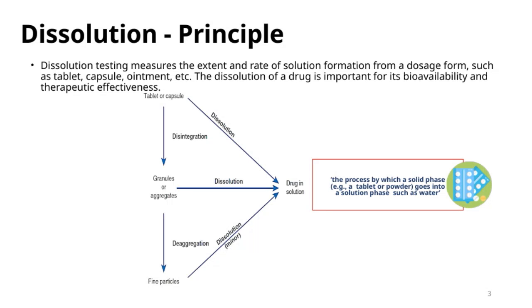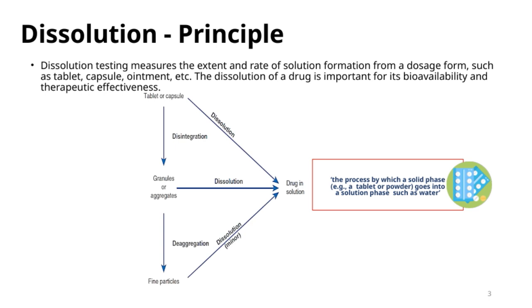Today, we'll discuss the process by which a solid, such as a tablet or powder, goes into a solution phase, like water. This process is called dissolution. Dissolution testing is used to measure both how much of the drug dissolves and how quickly it dissolves from a dosage form, whether that's a tablet, capsule, or ointment. Understanding this is crucial because the way a drug dissolves directly affects its bioavailability and how effective it will be therapeutically.